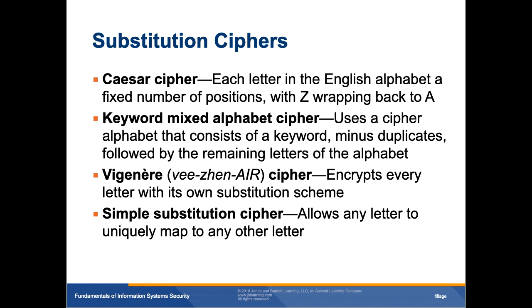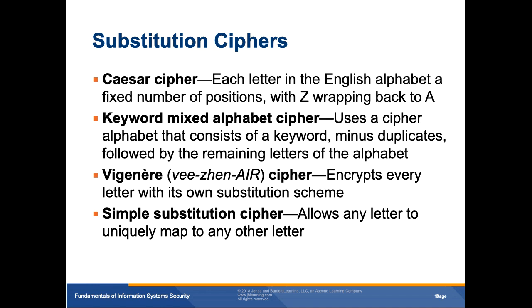The substitution cipher, the most famous one from early was the Caesar cipher. Each letter in the English alphabet, you rotate a number of positions with Z wrapping back to A. Keyword mixed alphabet cipher uses a cipher alphabet that consists of a keyword minus duplicates followed by the remaining letters of the alphabet.